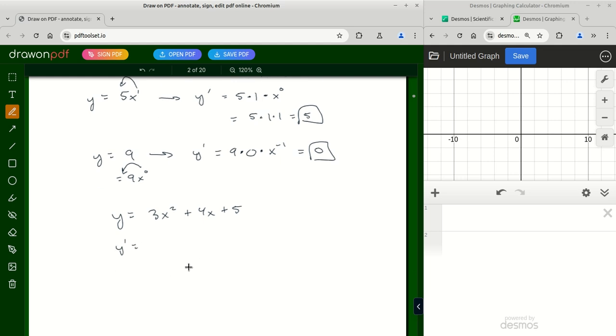So each component will have its own little mini derivative. The 2 is going to come down to make a 6, x to the 1. You don't have to write it. This guy is just going to have its number from the front, and then the 5 goes to a 0. So this is your answer, and you're done. That's how you take derivatives.